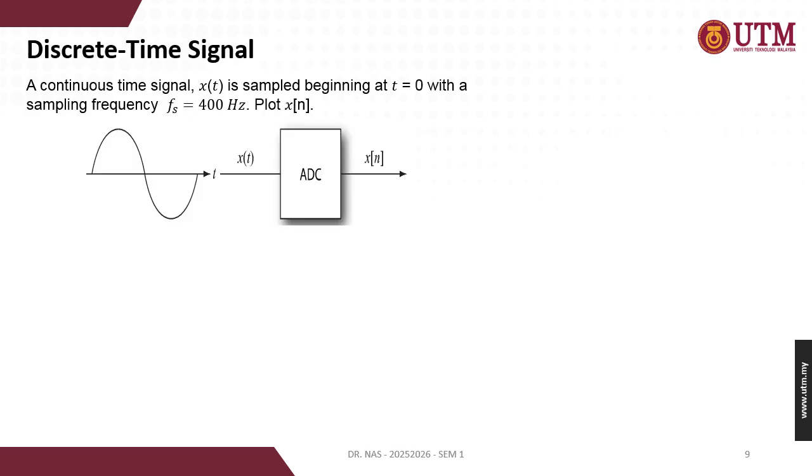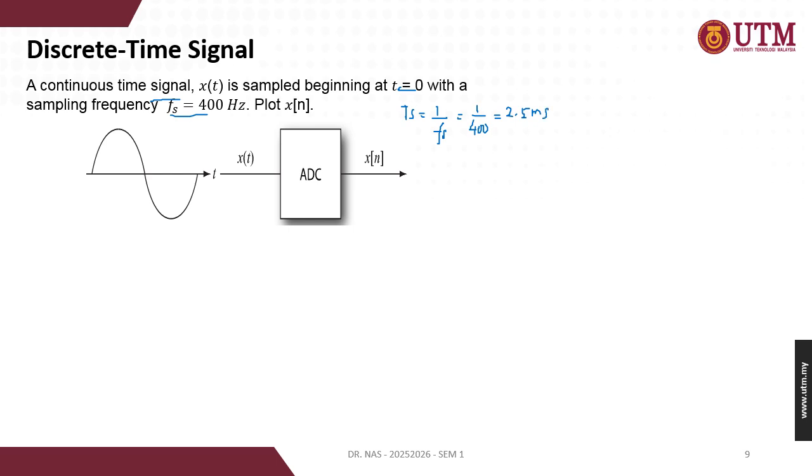Let's look at an example. Consider a continuous time signal x(t). We assume this is x(t), the continuous analog sinusoid, sampled beginning at t equals 0, with a sampling frequency of 400 Hz. From Fs, we can calculate the sampling time, Ts equals 1 over Fs, 1 over 400 Hz. So you should get around 2.5 millisecond.